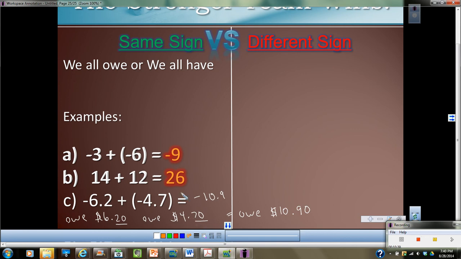Okay? Pretty simple. Now these aren't integers, right? Because they're pieces of numbers, but we can still use the same common sense. So let's think about the different sign.